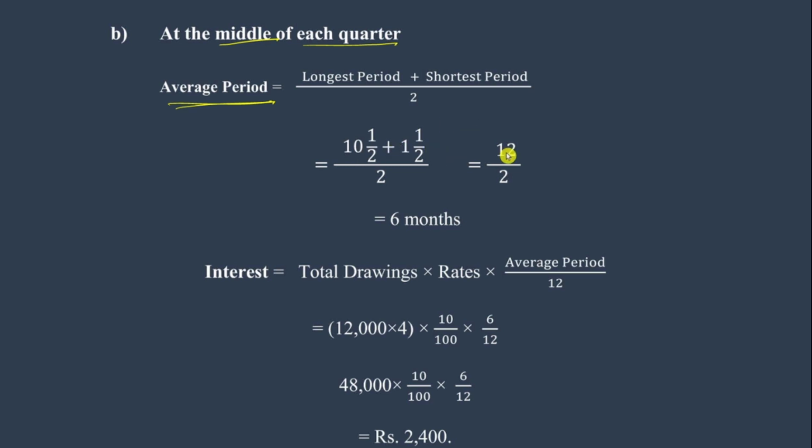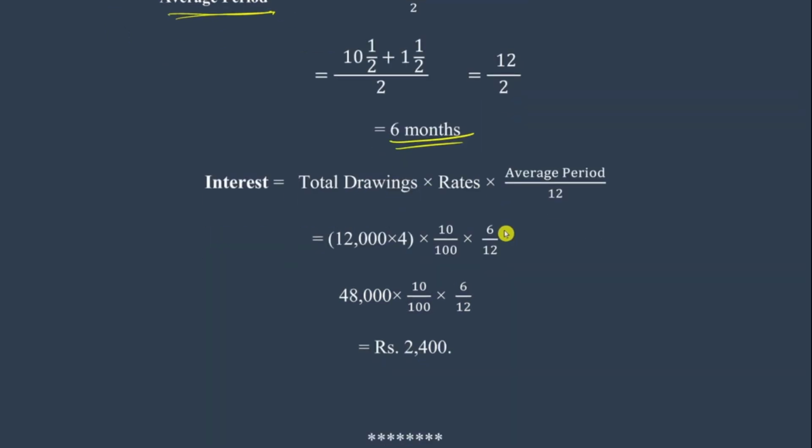So that's it. If you come back here, the longest period is 10.5 months plus the shortest period is 1.5 months. If you add it, you get 12, divided by 2, that is 6 months. Okay, now the main formula. Interest is equal to total drawings into rate into average period divided by 12. So the total drawings is 12,000. You have to multiply by the number of quarters. In a year, we get 4 quarters.